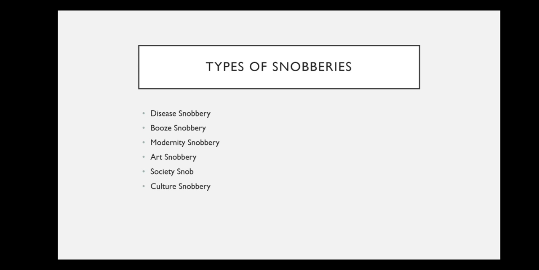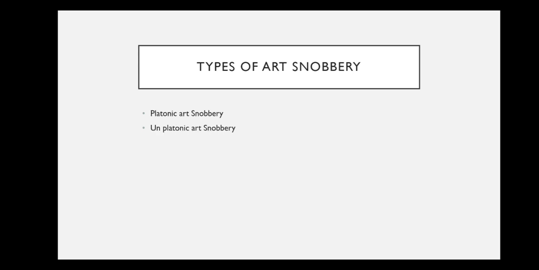Art snobbery, society snobbery, and culture snobbery are similar, because there is a lot of social prestige attached to art and literature. So people who know art, who know literature, think that they know more than others, and they look down upon others. That is art snobbery. But in that, the platonic art snobs are those who are actually cultured, who take an interest in everything, and who know about everything. But the unplatonic art snob is again a catch.